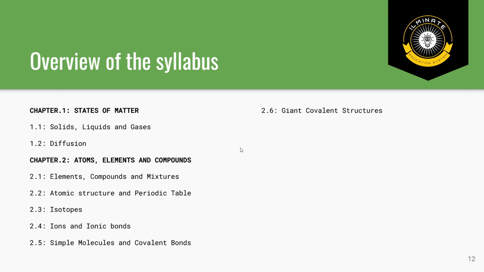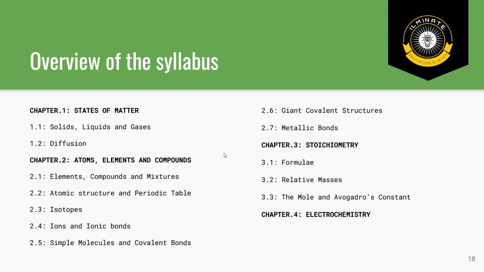So these are different types of bonds. We'll be learning about the giant covalent structures, and how different elements combine and how their types affect the way they bond. We also have metallic bonds, which are between metals. And then we have stoichiometry, which is basically a chapter based upon calculation in chemistry. We'll be learning some basic formulae of stoichiometry. Then we have relative masses, the mole and Avogadro's constant.